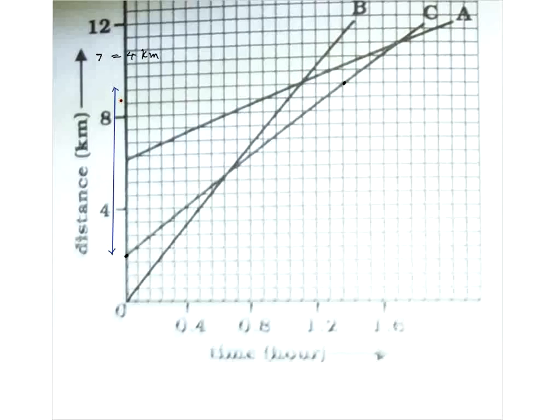And how many boxes do you find from here to here? Count. 7. 5.5. Okay, 7 plus 5.5 nearly speaking.